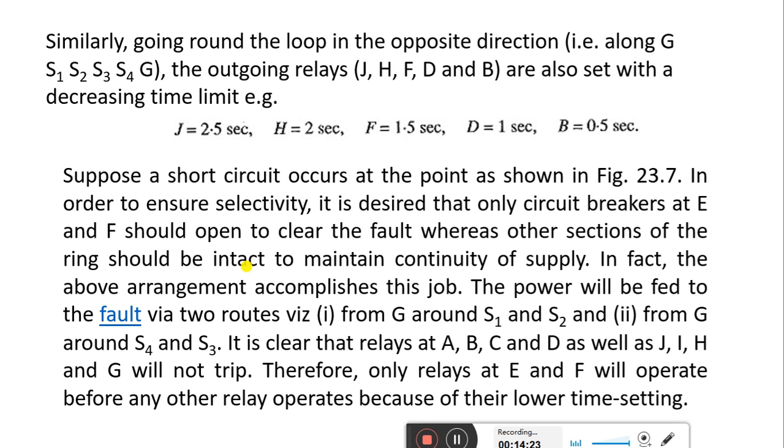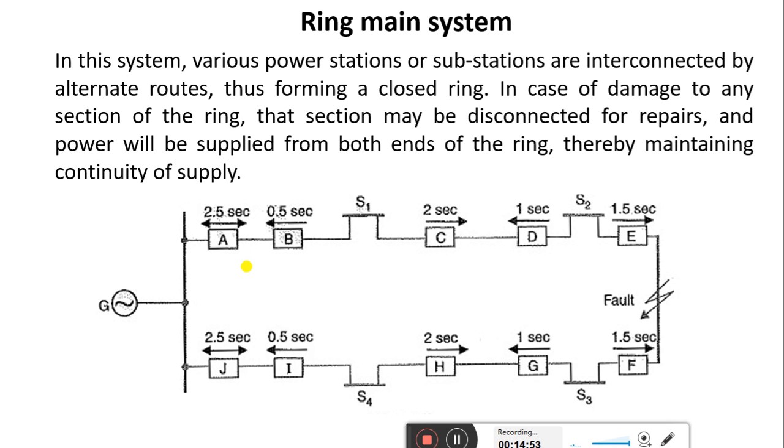Similarly, going round the loop in the opposite direction, that is along G, S1, S2, S3, S4 and G, the outgoing relays are J, H, F, D and B. Let us see what the relays are: J, H, F, D and B.